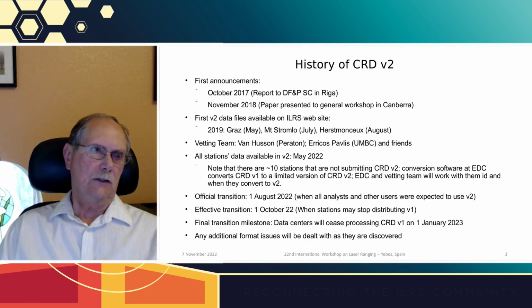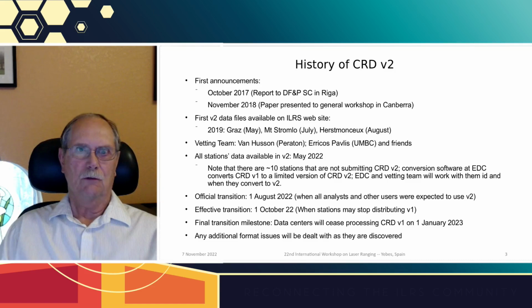Now there weren't any in terms of the satellite range of the epoch or the time of flight, so that wasn't really a big concern at the beginning. So Van Hussen is part of the vetting team.